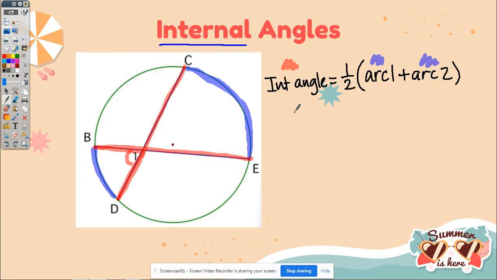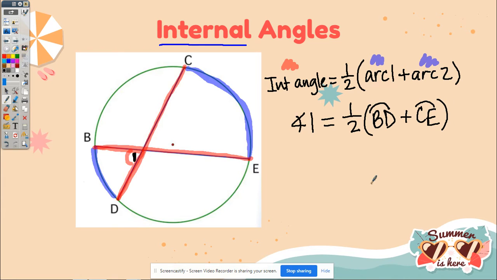The internal angle in this circle is called angle 1. So angle 1 is equal to 1/2 of the first arc, let's say this one right here, BD. When you write arc, it is the letters with a little rounded hat on top. That's how you say arc. Plus your second arc, which is right here, CE. So in this case, that would be your formula for this problem.